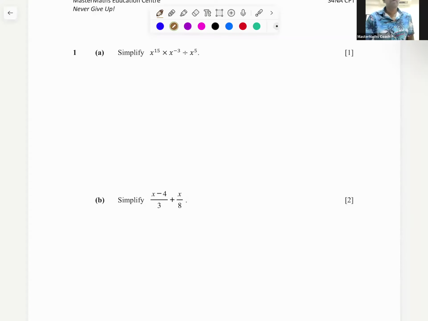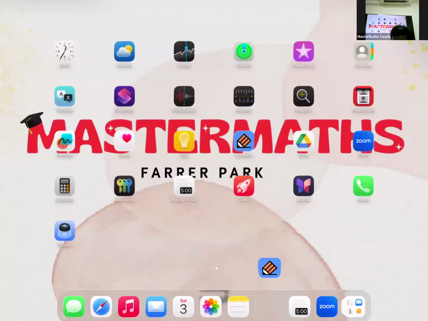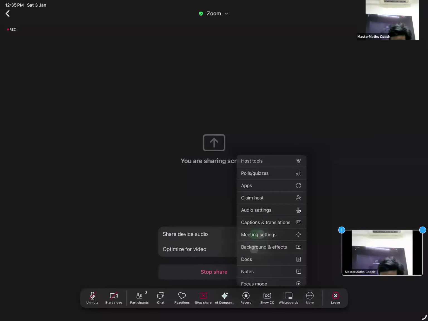By and large, from what I've seen, I think algebra, y'all are quite okay. That is good because a significant portion of your exams, whether it's your prelim or your N level, is going to be about algebra.